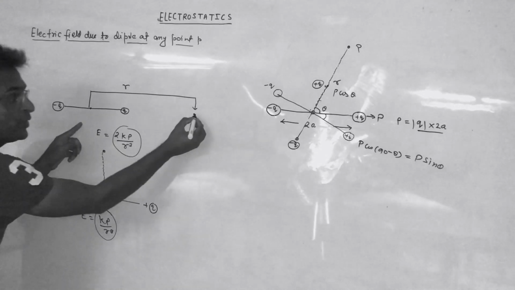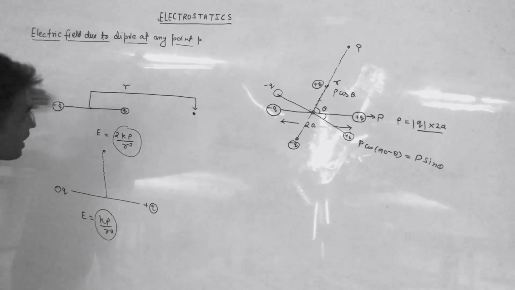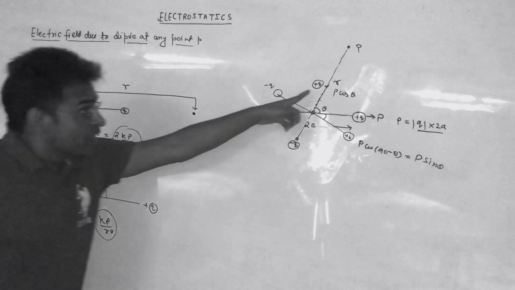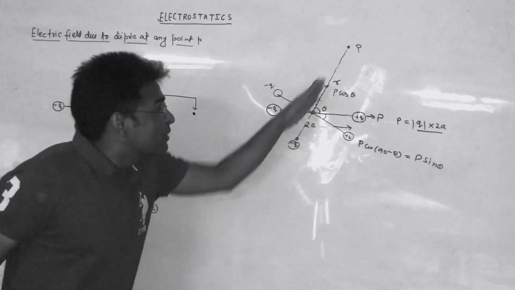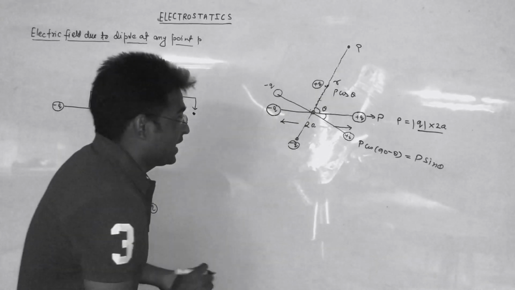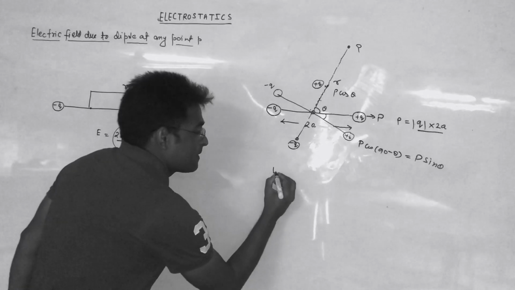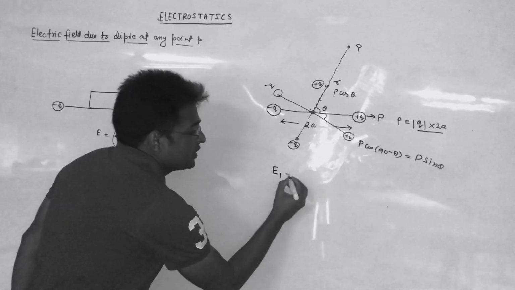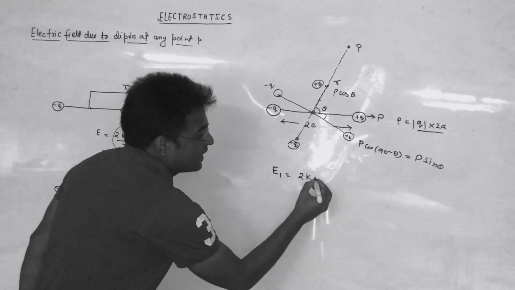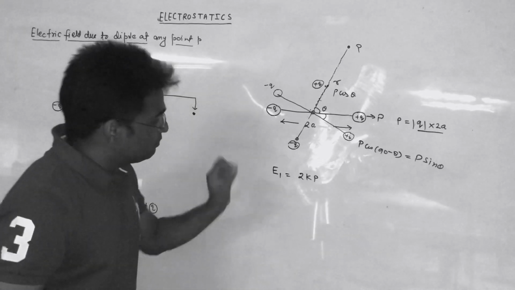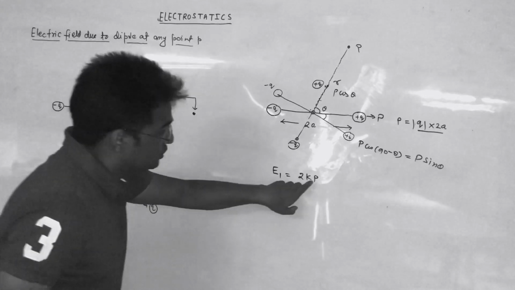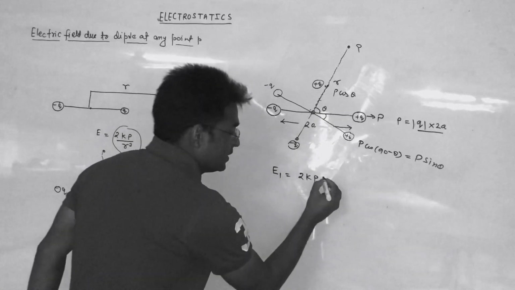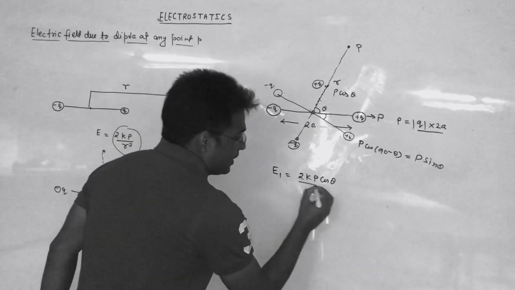And I need to find out the electric field at this point. It's parallel to that. It means here this is one dipole, and I need to find the electric field on the same line. It means both are parallel. So for this one, what I can write, E1 is equal to 2kp divided by r cube. In place of p, I'll write p cos theta divided by r cube.